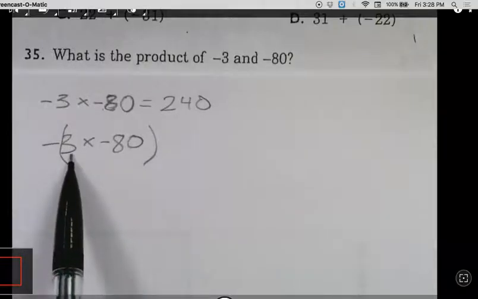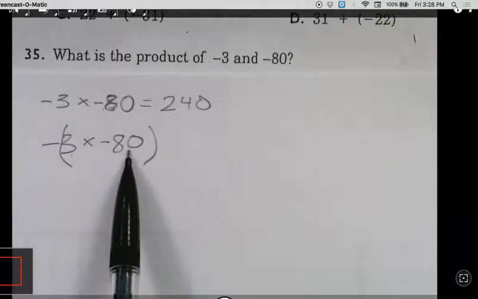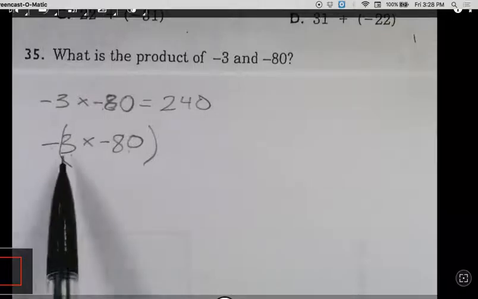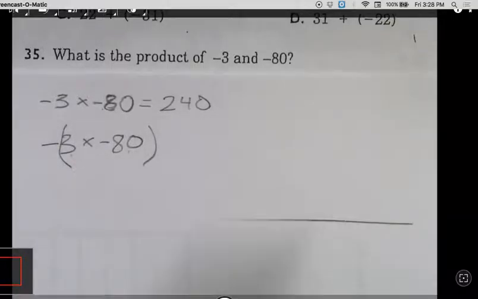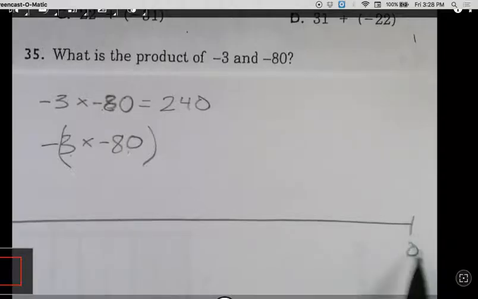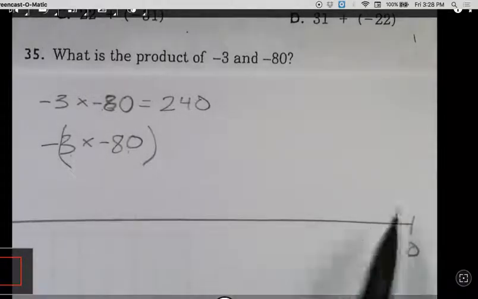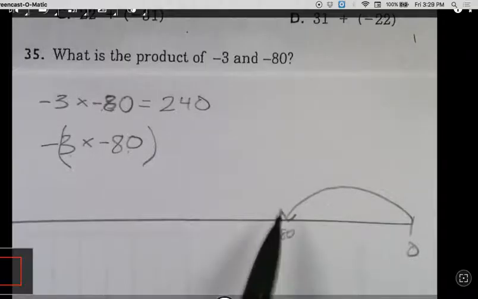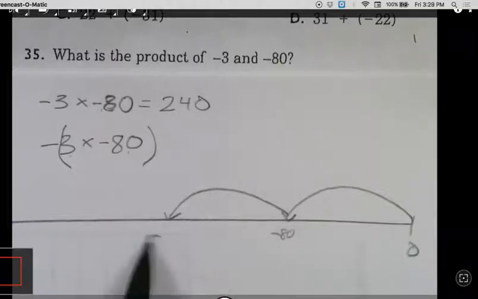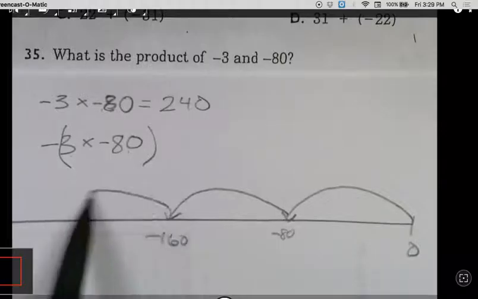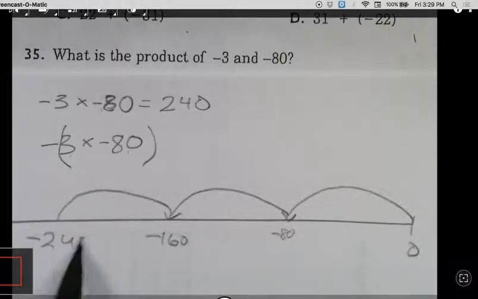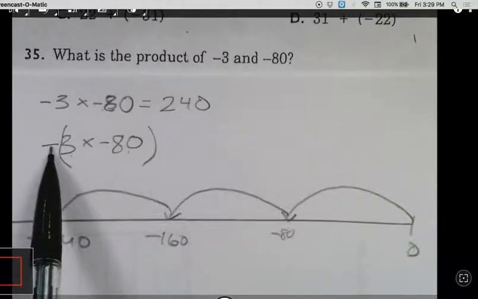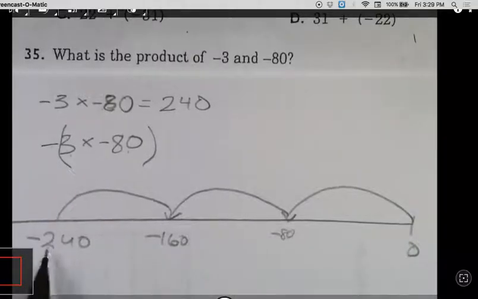Three groups of -80, but we want the opposite of that. Okay, and the way that I did that, I just put the parentheses there in front of the 3. So if we have a number line, here's 0. I want three groups of -80. So we're at -80, -160, -240. But this negative out here, the second negative says, well, I don't want that -240.